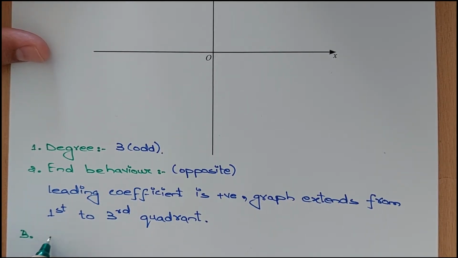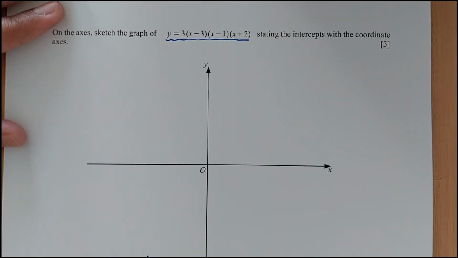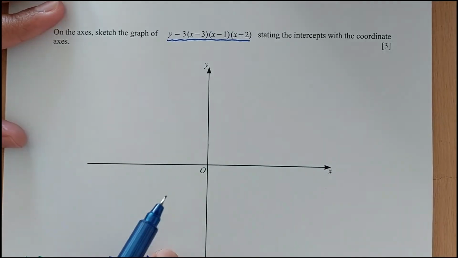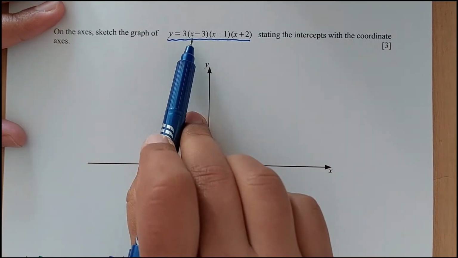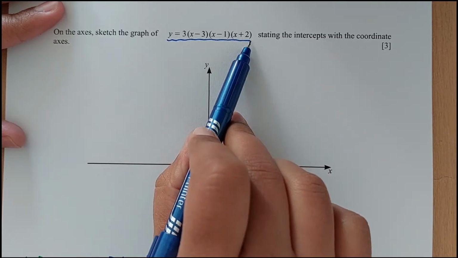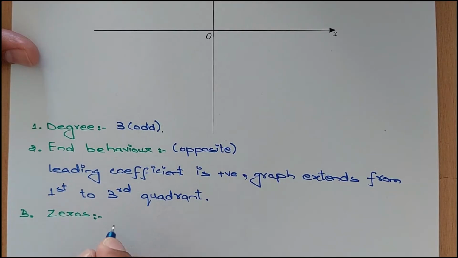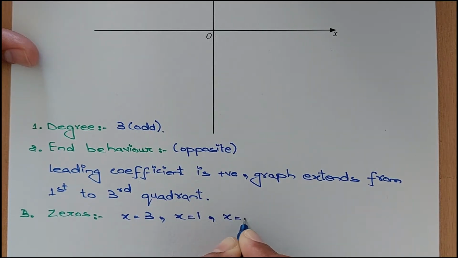Number 3. Zeros or the x-intercepts. To find the zeros, we need to put all the three factors separately equal to 0. We will get the zeros. So x minus 3 equals 0, x minus 1 equals 0, x plus 2 equals 0. So the zeros are 3, 1 and minus 2, right? So we can say that x is equal to 3, x is equal to 1, and x is equal to minus 2. These are the zeros.